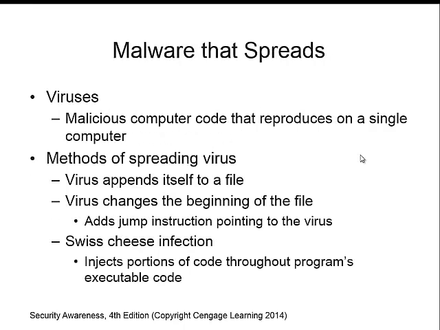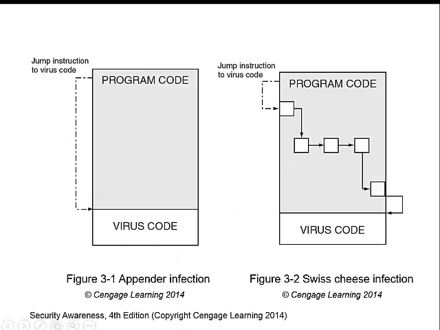And malware can spread through viruses. Some of the ways viruses work: it appends itself to a file. It can change the beginning of the file and add jump instructions pointing to the virus. It may be a Swiss cheese infection, where it injects portions of its code throughout the program's executable code, kind of like Swiss cheese. So here's an example of where it's appended itself. And right here it tells it to jump to the virus. Here, as the program runs, it's picking up the code for the virus.